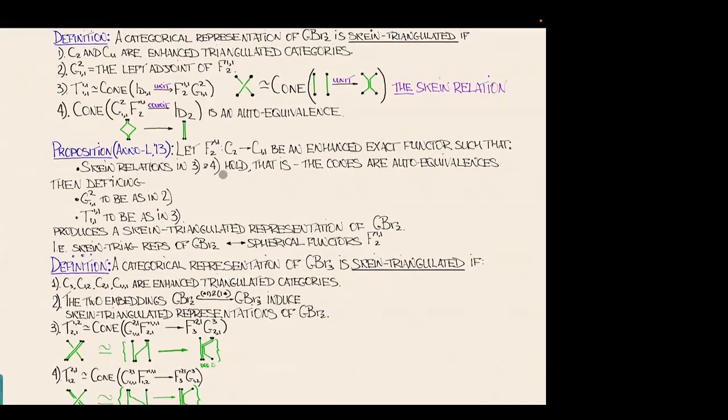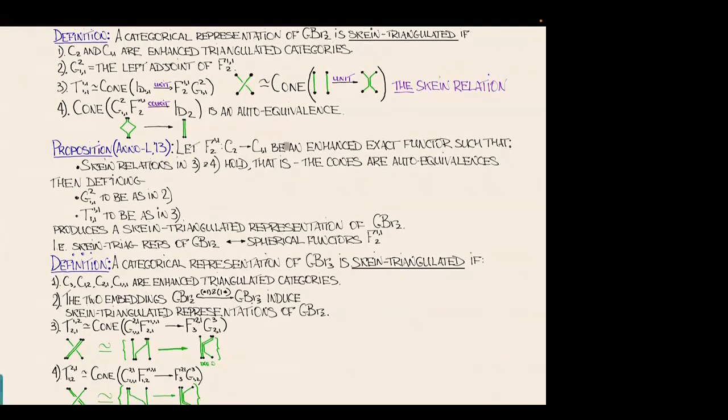So now a proposition: if you have an enhanced exact functor such that the skein relations in 3 and 4 hold, so these two cones are auto-equivalences.